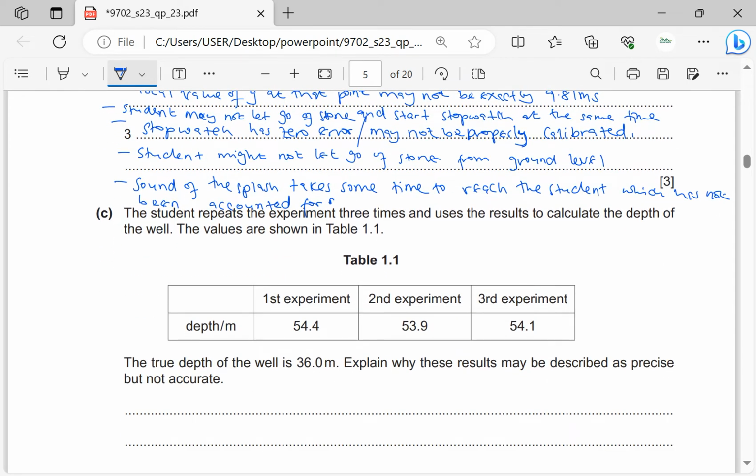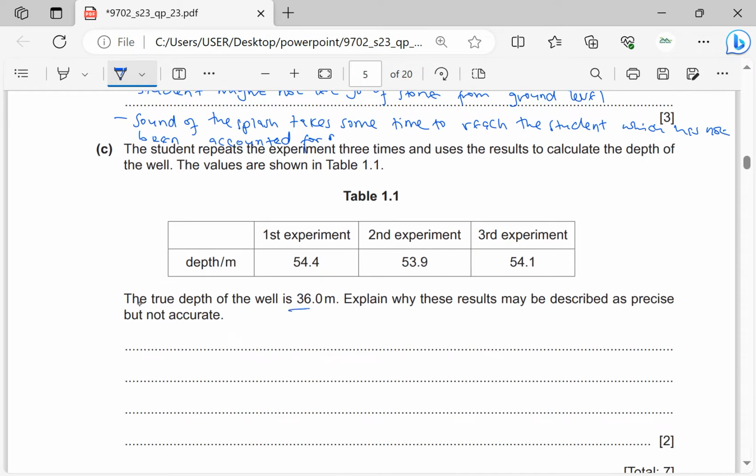The student repeats the experiment 3 times and uses the results to calculate the depth of the well. The values are shown in the table. The true depth is 36.0 meters. Explain why these results may be described as precise but not accurate. So 54.4, 53.9, 54.1, they are almost varying in only the last digit. So they are precise but not accurate. The accurate value should be 36.